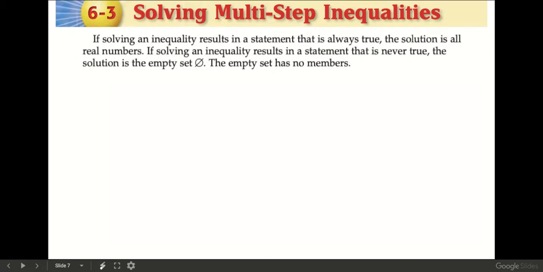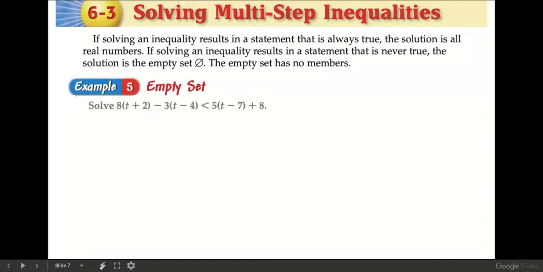If you're solving an inequality and it results in a statement that is always true, the solution is all real numbers. If solving an inequality results in a statement that is never true, the solution is an empty set or no solution, right? Because the empty set means there's no numbers in there that can work. So let's look at a problem that would exemplify this.